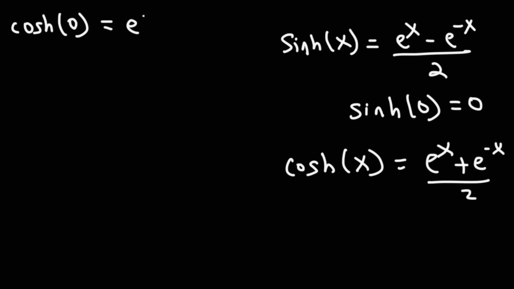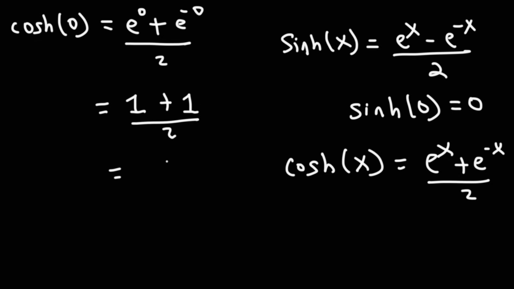So this is going to be e to the 0 plus e to the negative 0 over 2. E to the 0 is 1. E to the negative 0 is the same as e to the 0, which is going to be 1. 1 plus 1 is 2. 2 divided by 2 is 1. So hyperbolic cosine of 0 is equal to 1. Much in the same way that sine 0 is equal to 0 and cosine 0 is 1.